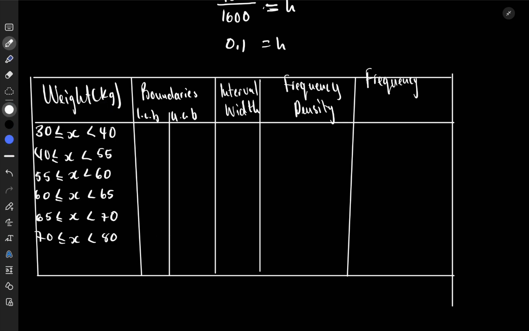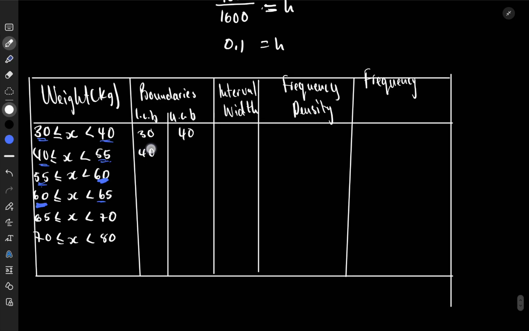Let's put our boundaries. So what are our boundaries? Lower class is 30, upper is 40. Why? Because this is a continuous scale. It goes 30 to 40, then starts from 40, goes to 55, then starts at 55, goes to 60, then starts at 60, goes to 65. So where it ends here is where it started there. So that means it's continuous. So I can, the lower bound, I just put it in the upper bound.